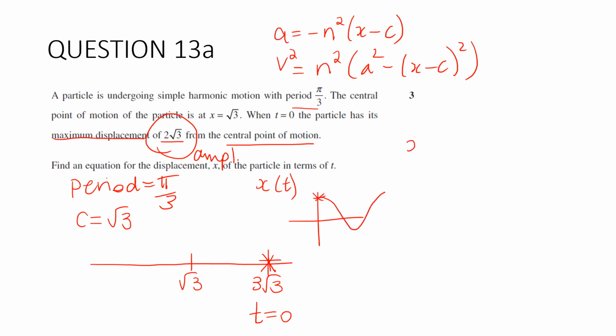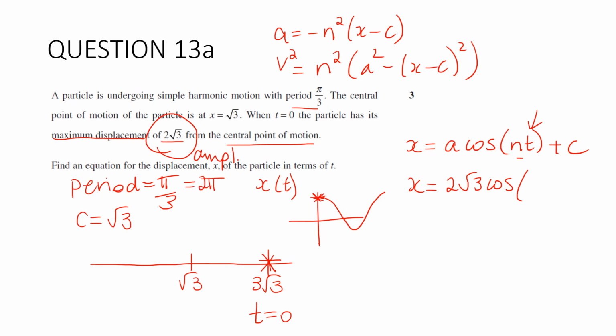So I'm going to let x equal a cos nt plus c. And I don't need a phase shift in here because it's starting bang on that maximum point. So we know the amplitude is 2 root 3. Now the period is equal to 2 pi on n. So n is 6 and c is root 3.